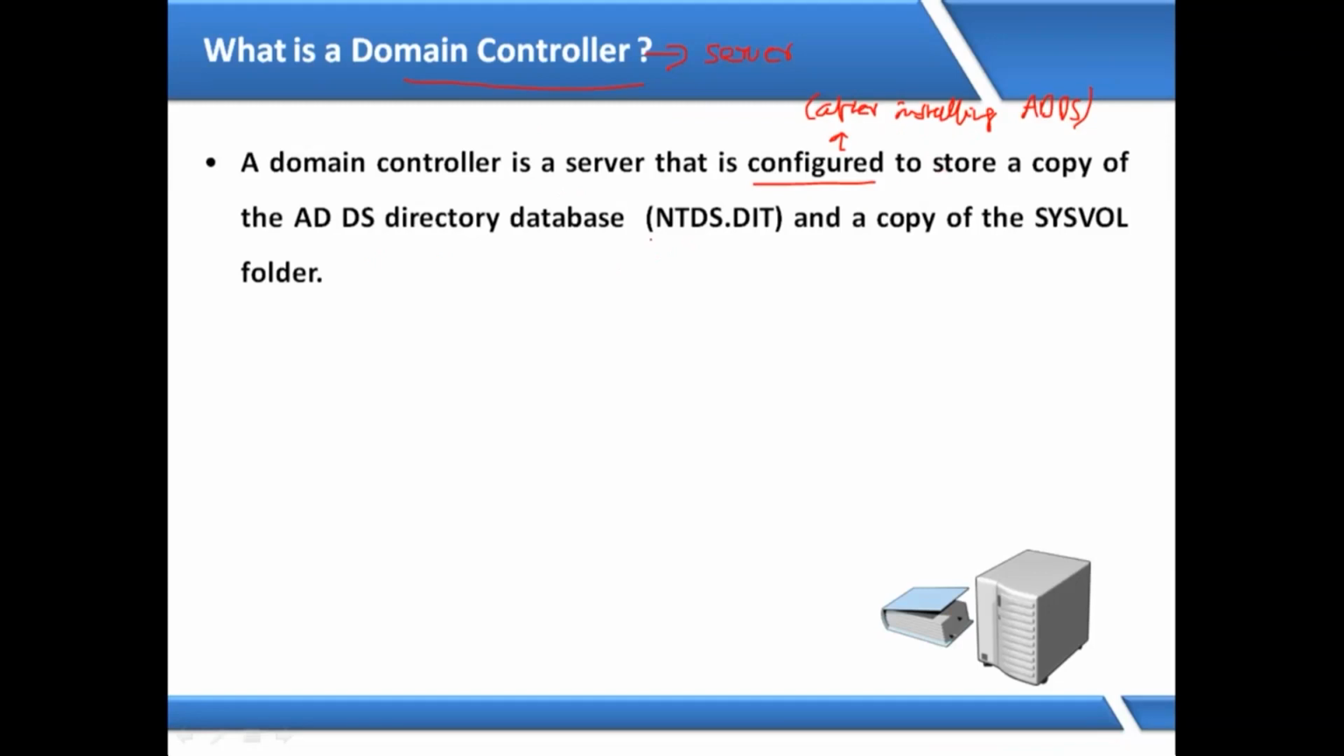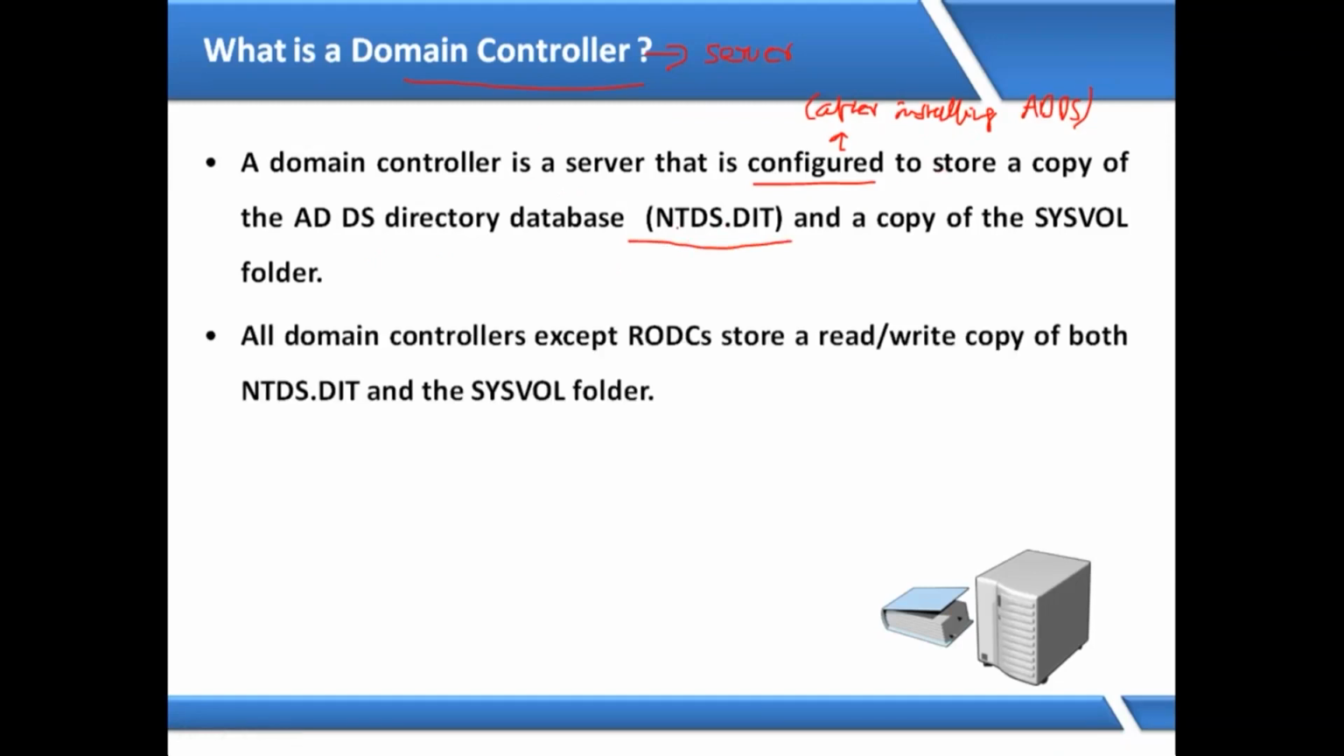So when we configure the domain controller, one file will be created. This is called the centralized database file, which contains the complete domain information, along with one folder, sysvol. All the domain controllers will have read-write option on that ntds.dit file and sysvol, except RODC. In the RODC, we will have only the read option on the ntds.dit and sysvol, whereas in all other domain controllers we have read-write option, which means we can modify. But in RODC, we cannot. RODC stands for read-only domain controller.